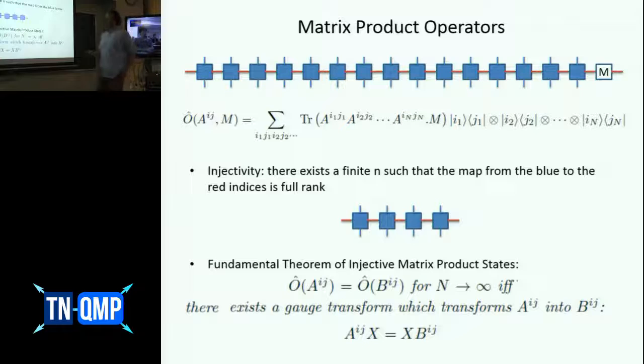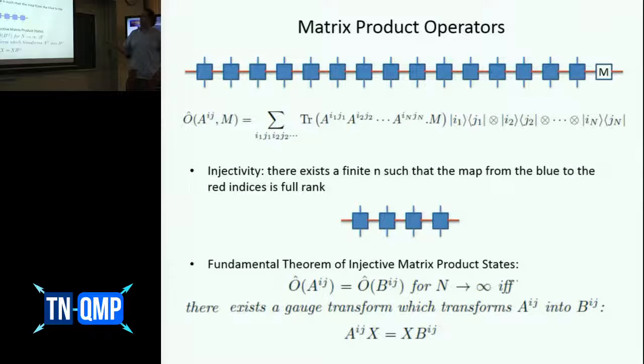Anyway, what is the fundamental theorem? It's called fundamental because this is the baby version of it, and on the next slide I will give you the real version. But this is really the technical tool you need to understand if you want to classify topological phases of matter in 2D using these algorithms. So what is this fundamental theorem of injective matrix product states?